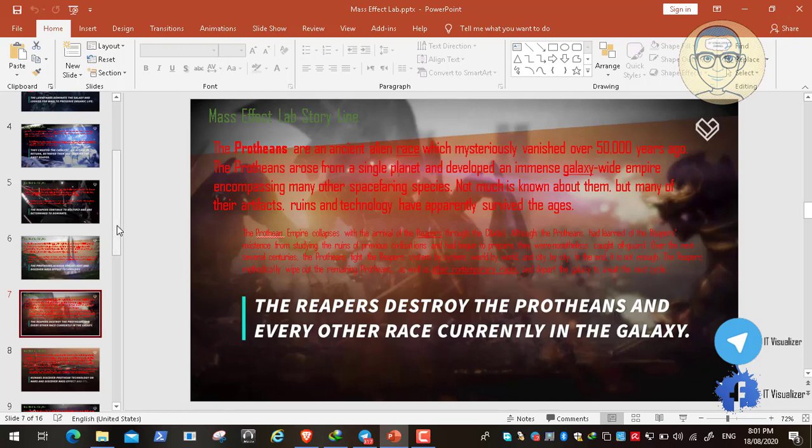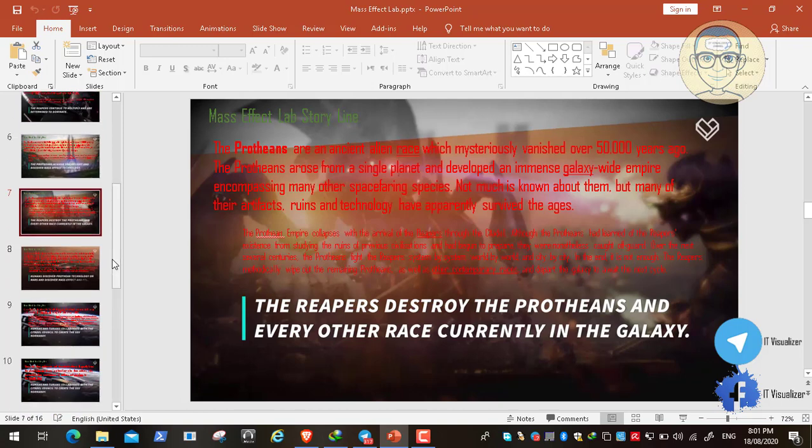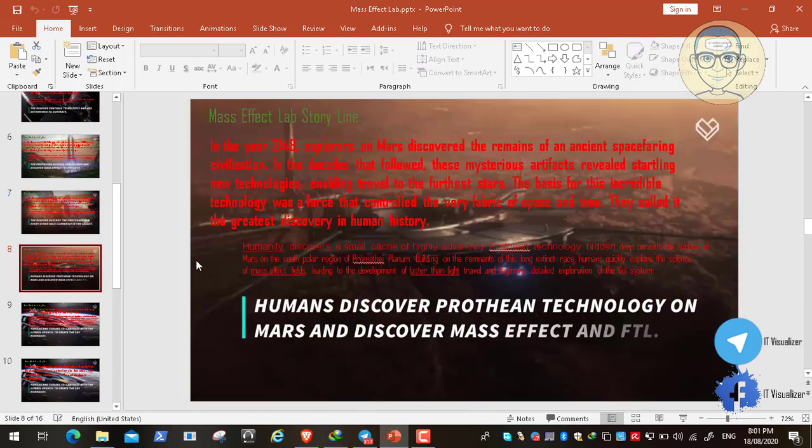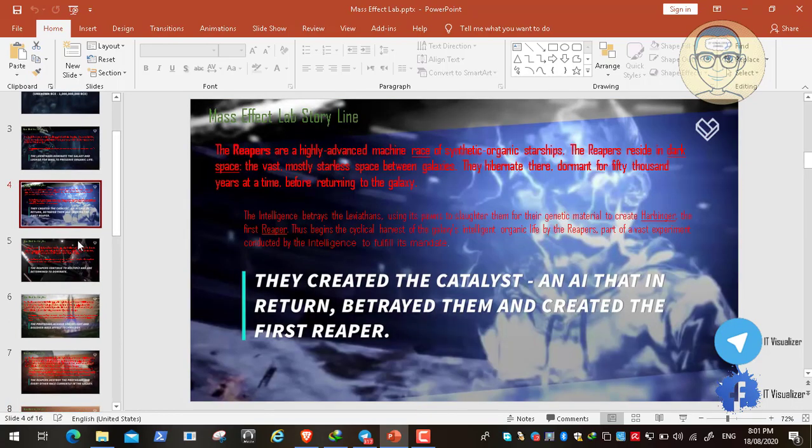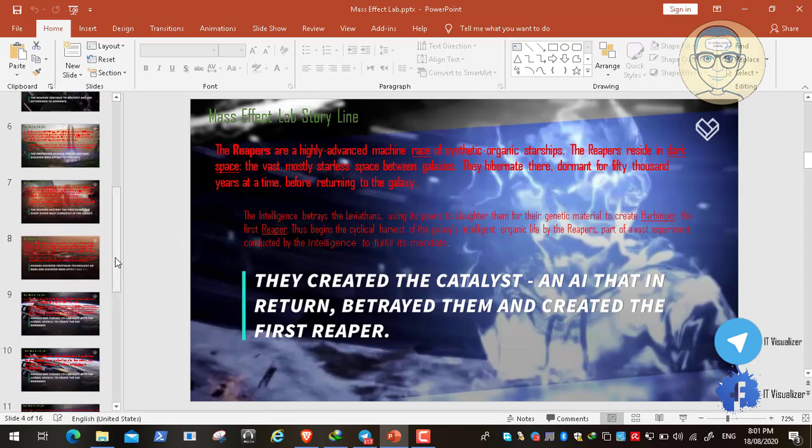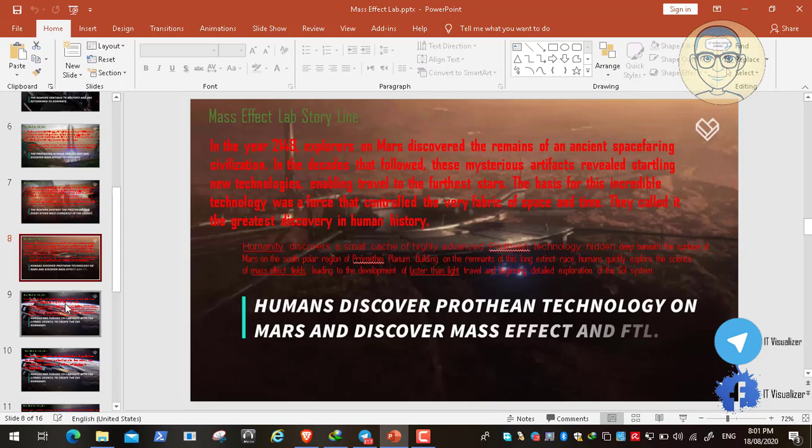Okay, so the Reapers are going further and further in space, and they have conquered the first empire, which was the Protheans' empire. After conquering the Protheans, they went into hibernate mode for how many years? Here we can see this. It was about 50,000 years. Okay, so after they destroyed the Protheans, they slept for about 50,000 years.